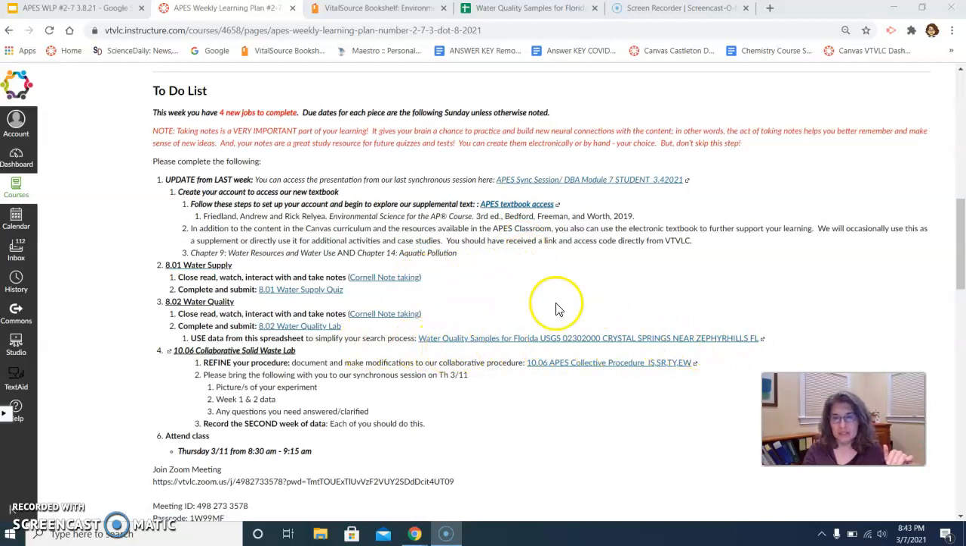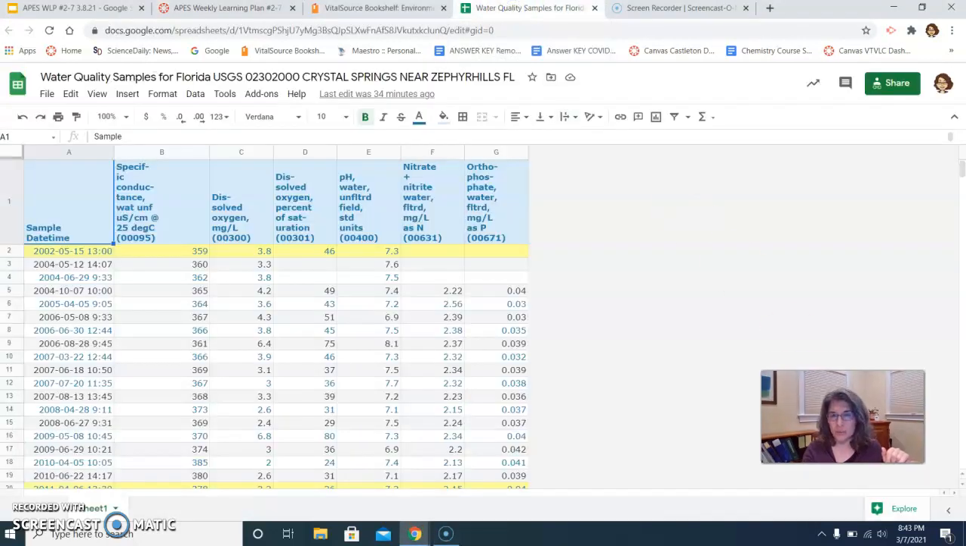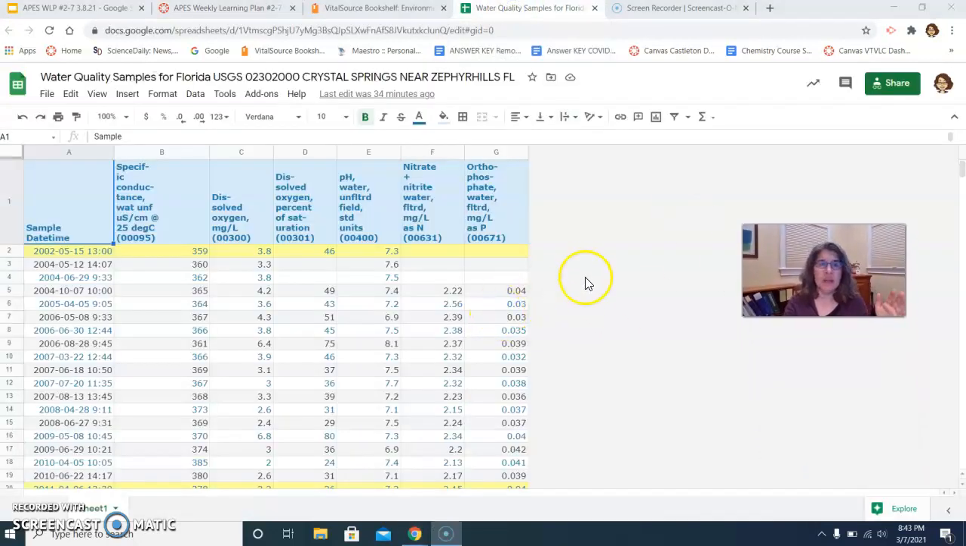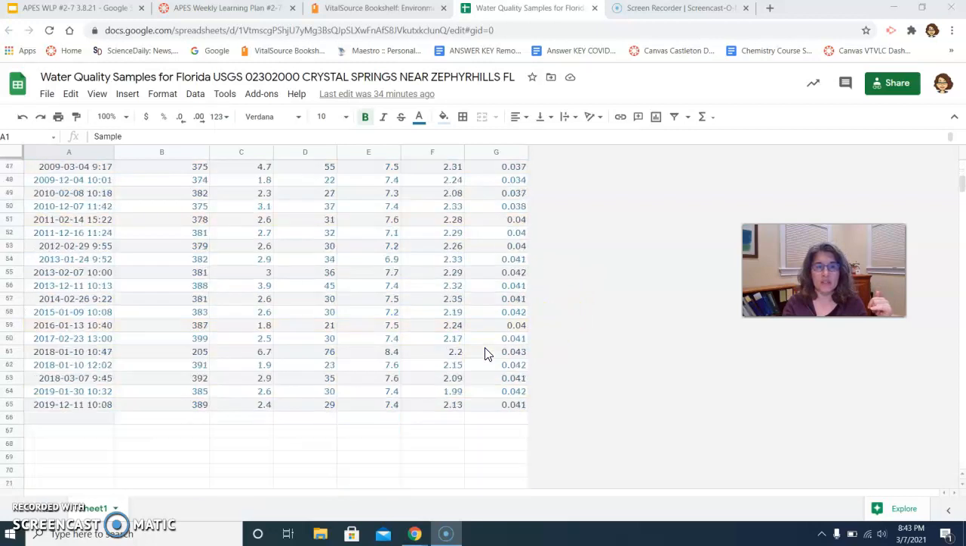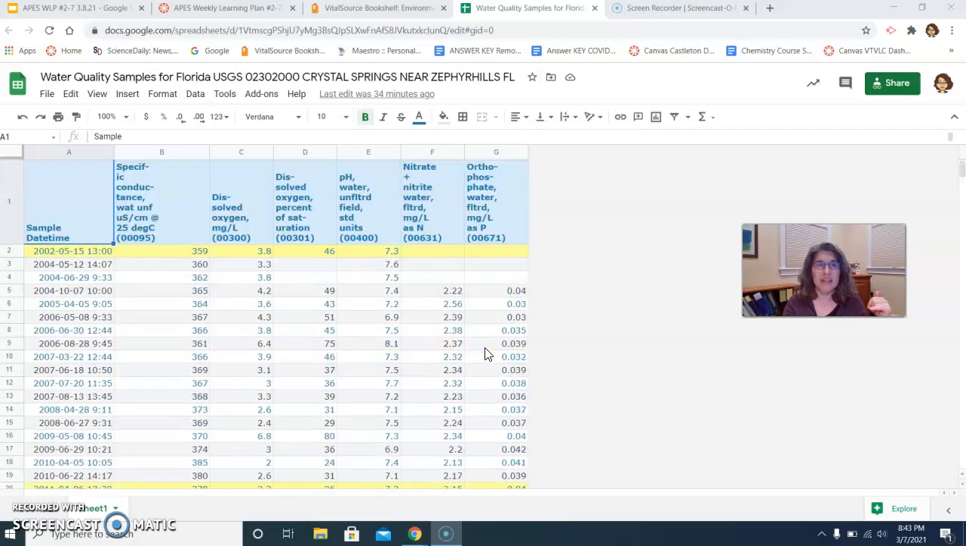You'll notice I've linked here for you that spreadsheet I was referring to. So I went in and did a little work for you to save you some time. And I pulled the data that was available from the year 2000 through the year 2020. So you'll see there's plenty of data there for Crystal Springs, which is the spring that's highlighted in your content there. I've included in here specific conductivity, dissolved oxygen, both in milligrams per liter and saturation, pH, nitrate, and orthophosphate.